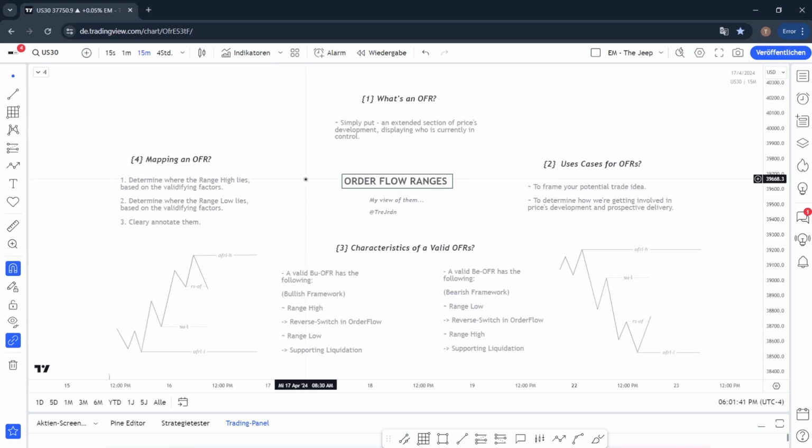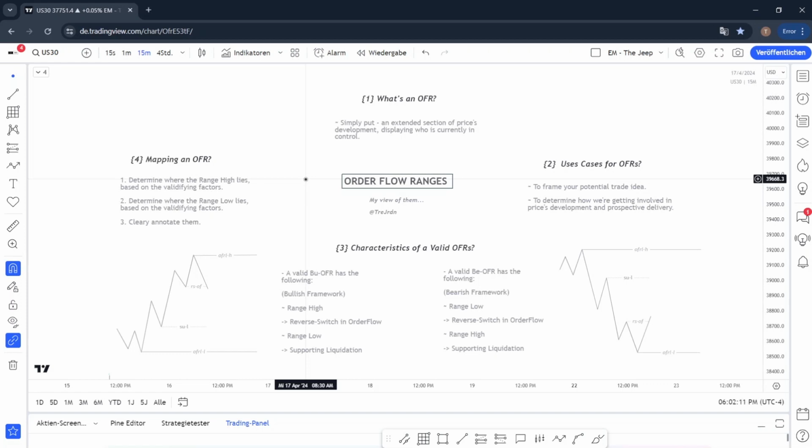Second point, use cases for order flows. Two simple use cases, to be honest: to frame a potential trade idea. So this comes in the form of, for instance, directional bias, or to actually determine how we're getting involved in price's development and the prospective delivery. So how are we looking to navigate through price once we've got the framework set already in regards to order flow.